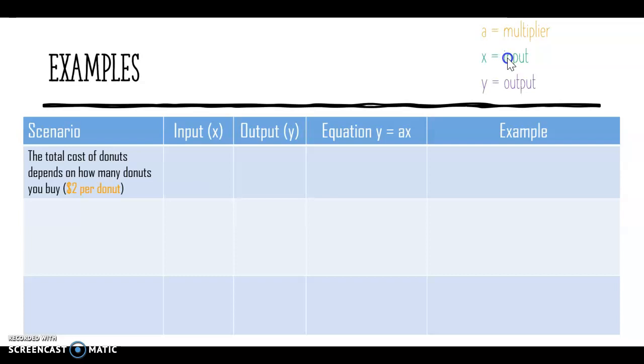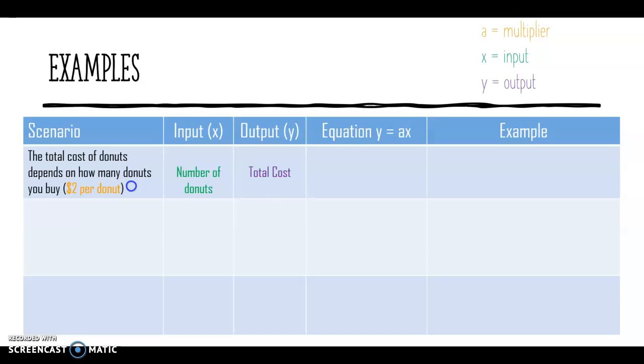X is the values that we're going to put into the equation, and Y is going to be what we're solving for, the output. So here's our first scenario. We're looking for the total cost of donuts, and it depends on how many donuts you buy, which is $2 per donut. So our input would be the number of donuts that we buy, and our output would be our total cost. And the reason that's why it's the way it is, you can't just spend $20 on donuts and then get however many donuts you want.